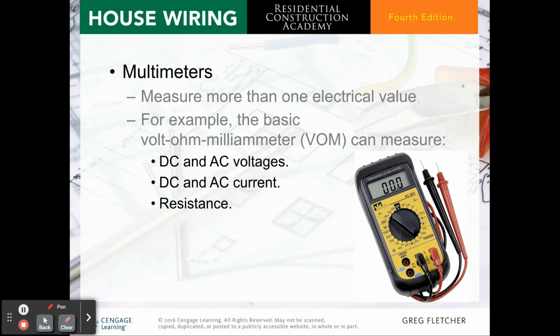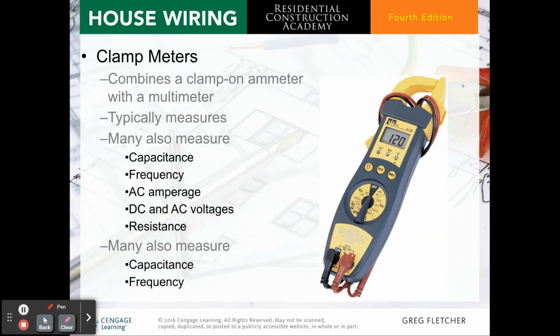Multimeters, which we will be using in lab, measure more than one electrical value. For example, the basic volt-ohm-milliammeter can measure DC and AC voltages, DC and AC current, and resistance. Clamp meters combine a clamp-on ammeter with a multimeter. Typically they measure the amount of amps flowing through. They can also measure capacitance, frequency, AC amperage, DC and AC voltages, and resistance. Many also measure capacitance and frequency.